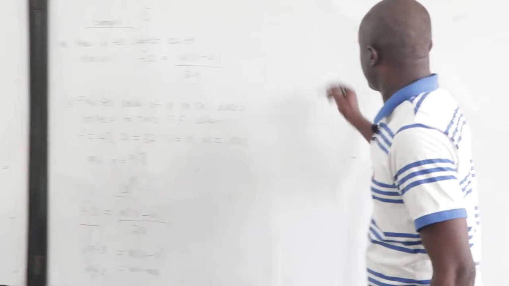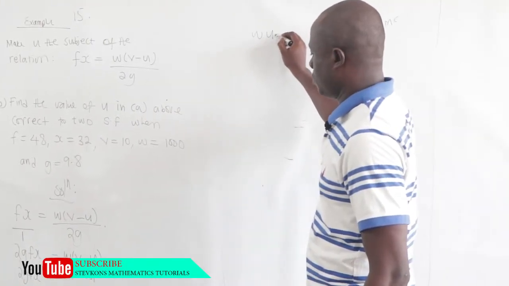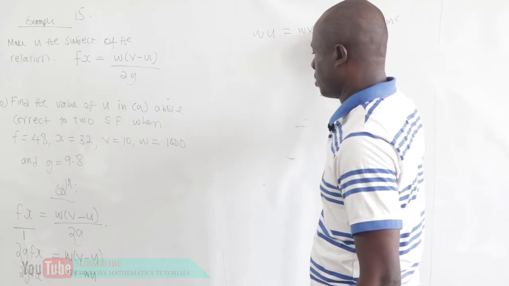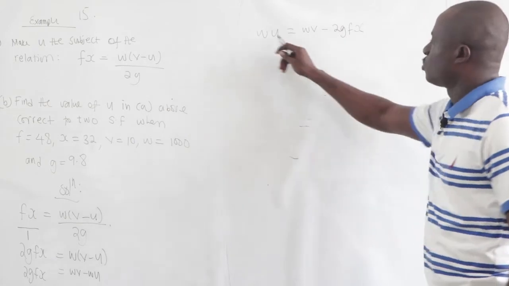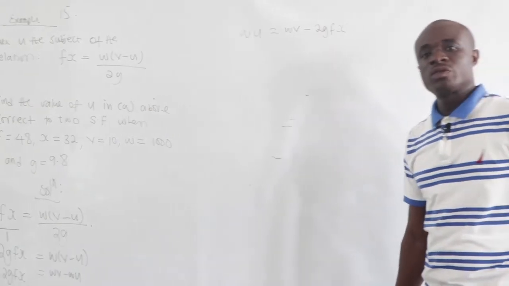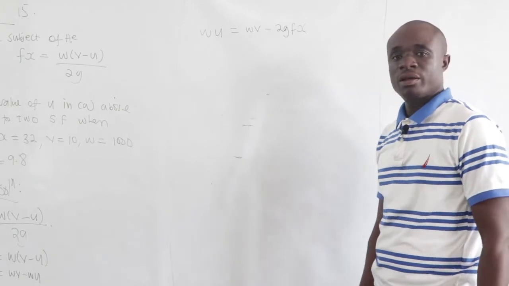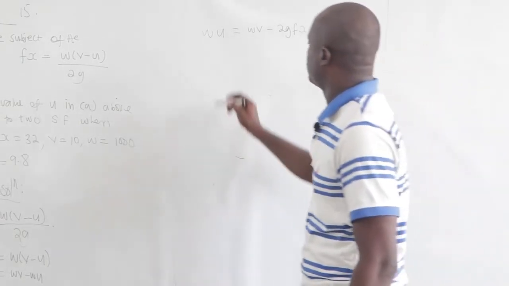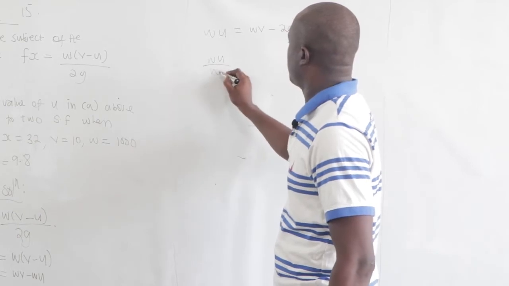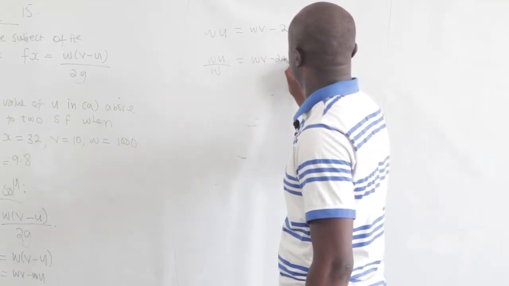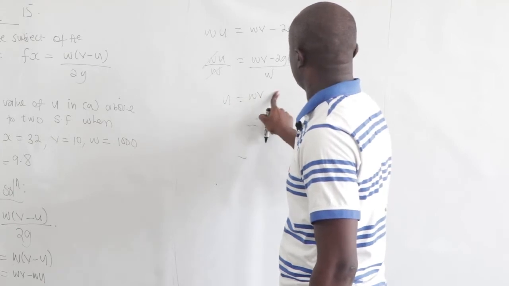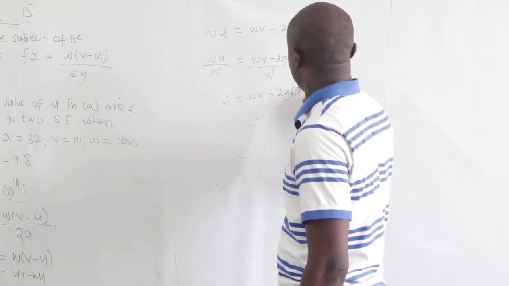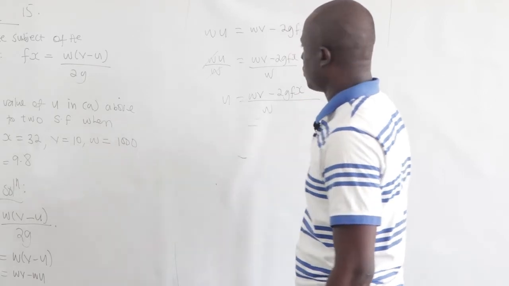So clearly we are going to get wu equal to wv minus 2j fx. We want to make u the subject, so we divide both sides by what is multiplying the u, which is w. So we have wu over w equals wv minus 2j fx all over w. This is cancelling out that. So our u is wv minus 2j fx all over w.